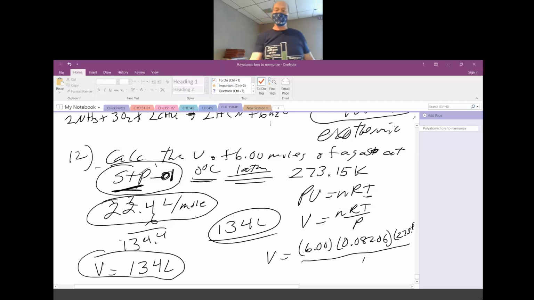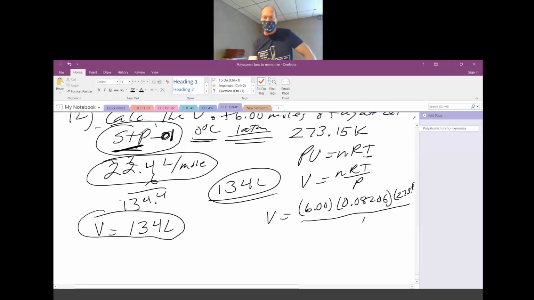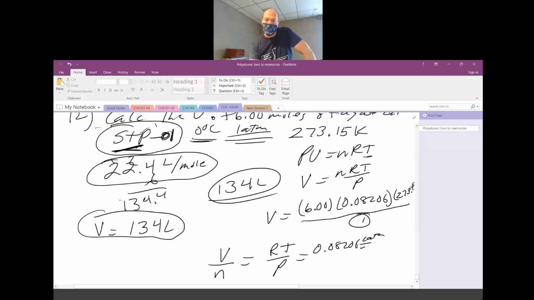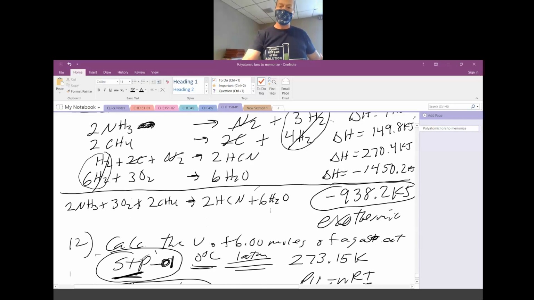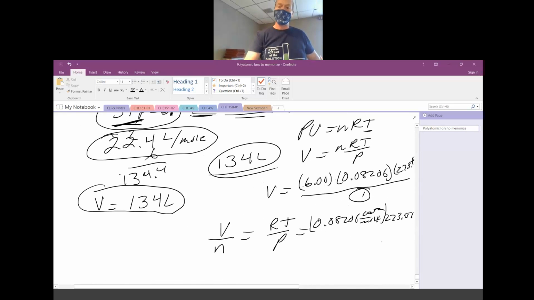So the 22.4 is simply, since STP, that's always a 1. So you have the volume, and if we divide both by n, what we have is RT over P. And so the 0.08206 liter atmosphere per mole Kelvin. The temperature is 273.15 Kelvin. And then the pressure is always 1, so then you divide it by 1.